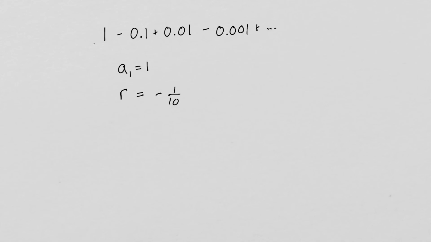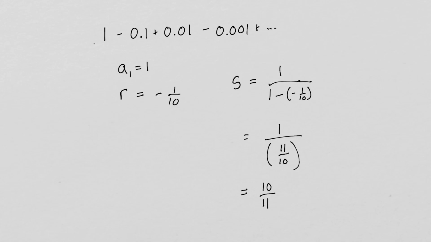Okay, so we're just going to use our formula that we derived before. S is going to be equal to a1, which is just 1 in this case, over 1 minus r, which is negative 1/10 in this case. This is equal to 1 divided by, 1 minus negative 1/10 is 1 plus 1/10, which is 1 1/10, or 11/10. And 1 divided by 11/10 is 10/11. And that's what we get.